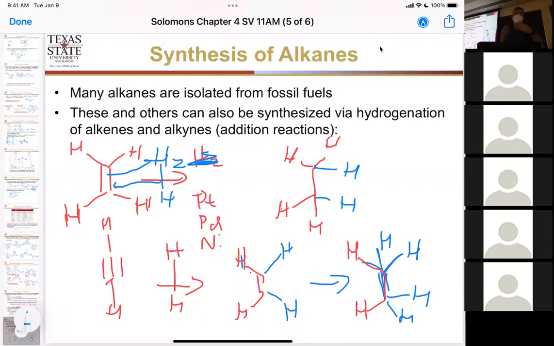So this will work with any double or triple bond. This is our first chemistry where you want to use a hydrogenation. It's hydrogen gas, H2, and platinum, palladium, or nickel. It always adds 2 hydrogens across a double bond. Questions on that?